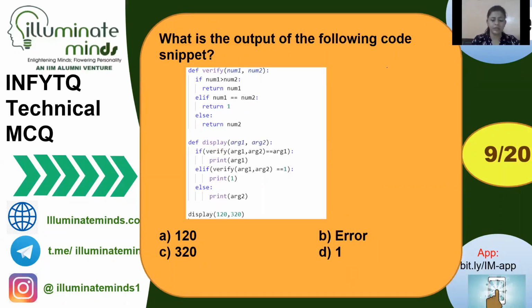Question number 9 now. What is the output of the following code snippet? Again, a code is given here where we have two functions, verify and display. We don't have to look at these functions now. Let's look where it is called. It is called here, display 120 and 320.